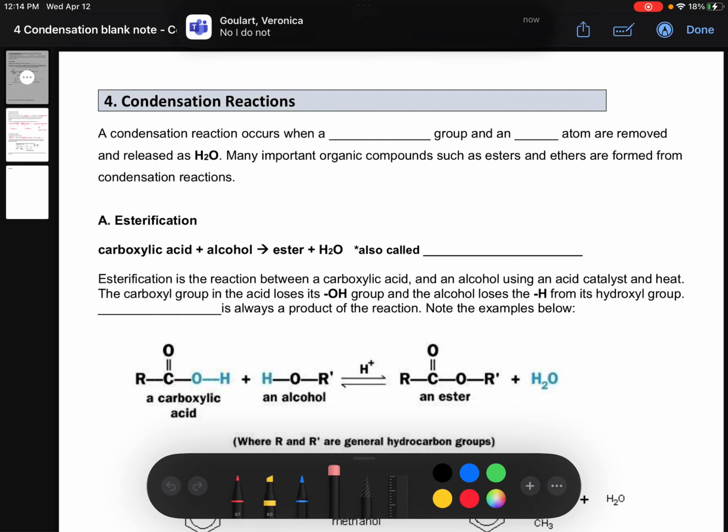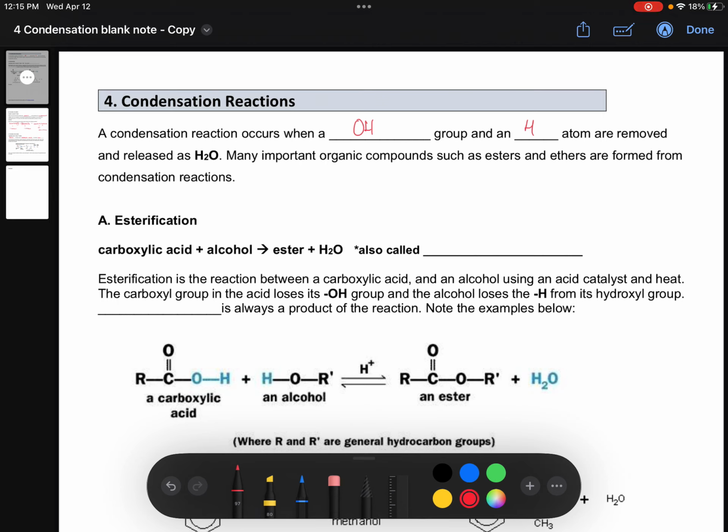Okay, so a condensation reaction occurs when a hydroxyl group and a hydrogen are removed and released as H2O, which is water. When we look at organic compounds such as esters and ethers, they are formed from condensation reactions. So we're going to be looking at both of those now.